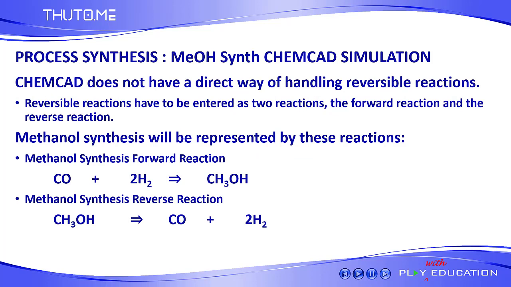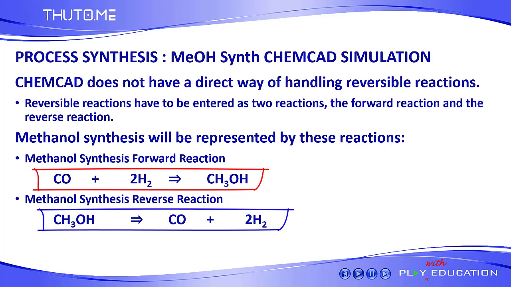Chemcad does not have a direct way of handling reversible reactions. So reversible reactions usually have to be entered as 2 reactions, a forward reaction and a reverse reaction. As you can see, we have 1 reaction, but when we go to Chemcad, we are going to enter 2 reactions. We're going to enter the methanol synthesis forward reaction and the methanol synthesis reverse reaction.